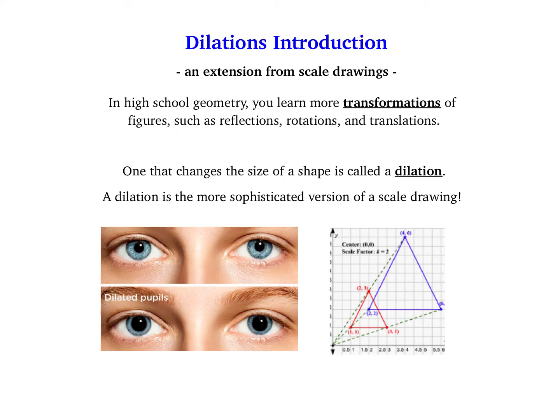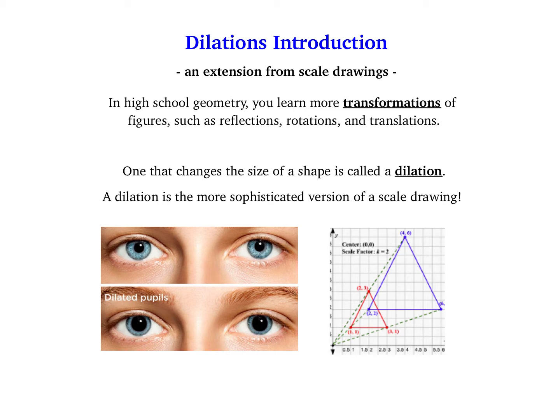So now that we know scale drawings, I'm going to give you a preview of something that you'll see in high school geometry called dilations. In high school geometry, you learn about a bunch of different transformations, or changes that you can make to a graph or figure. You'll learn things such as reflections, rotations, and translations. Now, the one that changes the overall size of a shape, aka making it bigger or smaller, is called a dilation. And you can see an example here where these triangles, one is significantly bigger than the other.